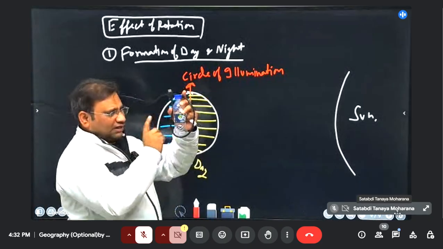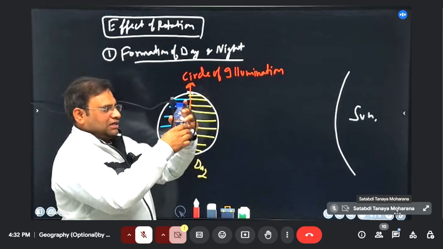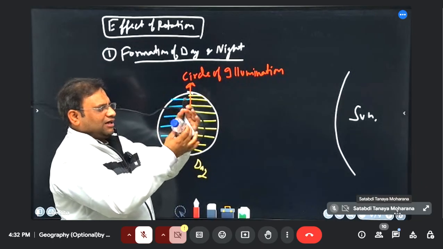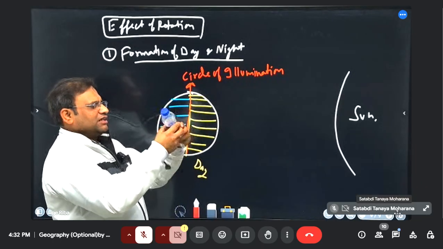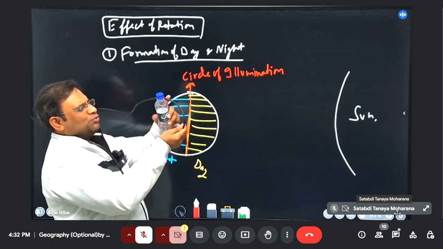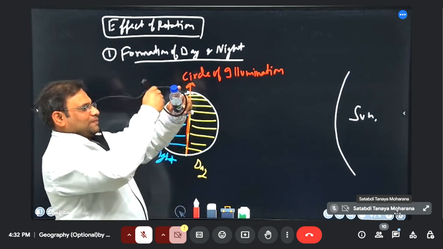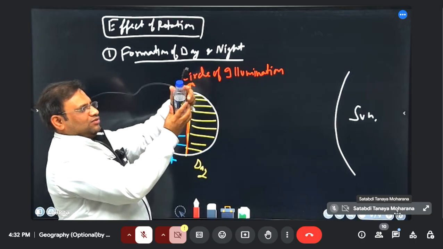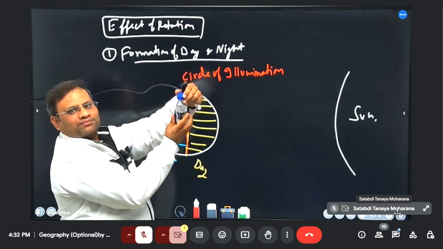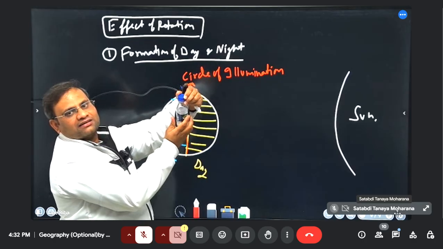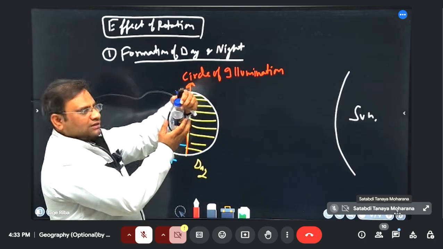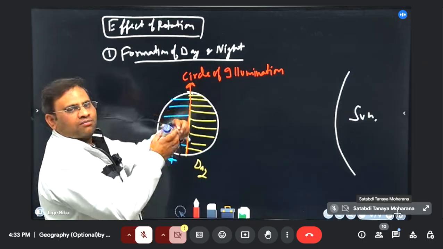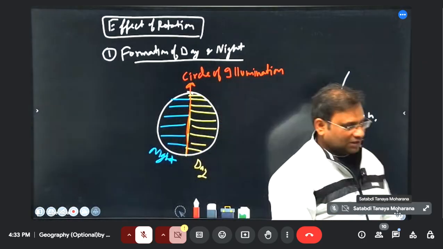But if the bottle is straight, what is the reality? The bottle is tilted. Earth is tilted. Earth is not straight, it is tilted. So how does the circle of illumination move now? This way. Not passing through the North and South Pole. Look, not passing through top and bottom. But still it is a great circle. It is dividing the earth into two equal parts, this and this, but not passing through the North and South Pole if it is tilted.